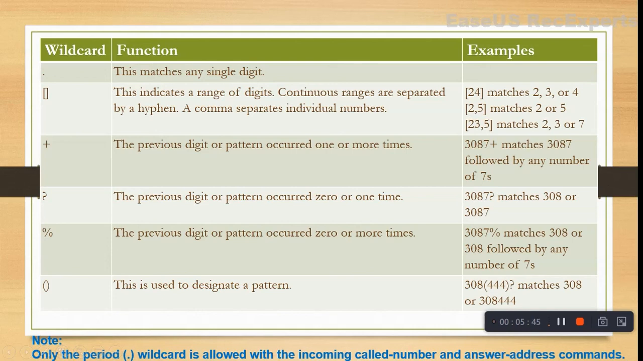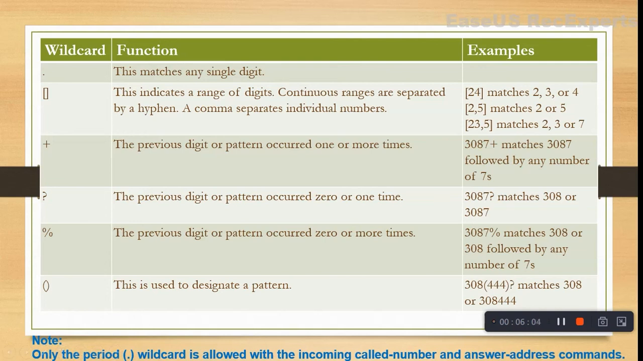Similarly, we have plus, where if you have 3087 plus, that means it matches 3087 followed by any number of sevens. So it can be like 3087, 30877, 3087777, and it goes on.